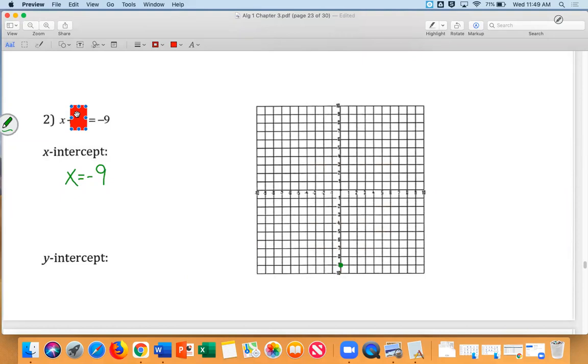Now, if I cover up x, Mike, what did you get for y? 3. Close. Negative 3. Negative 3. Oops. So negative 9 is right here. Negative 3 is right here. And I connect my dots.